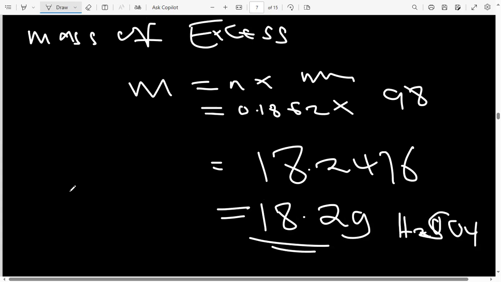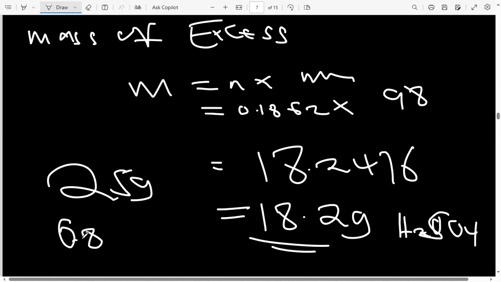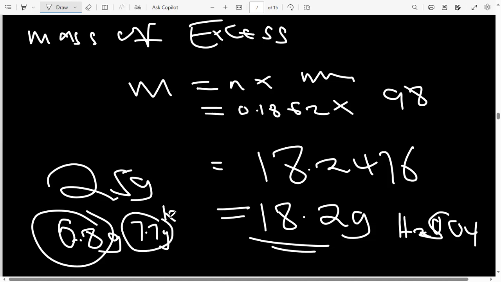Okay, so you can see that from that 25 grams of hydrochloric acid, the 18.2 was excess. So it means the mass of hydrochloric acid, which is about 6.8, like that, is the only mass that reacted with 7.7 grams of what? Potassium hydroxide. Okay, but the answer on this question is this one. This is the excess mass. Okay, so any questions there?